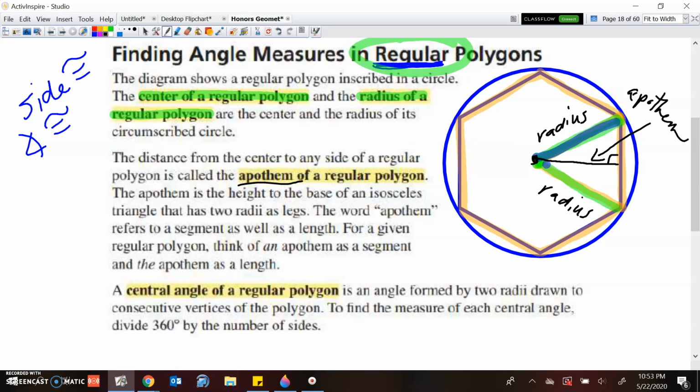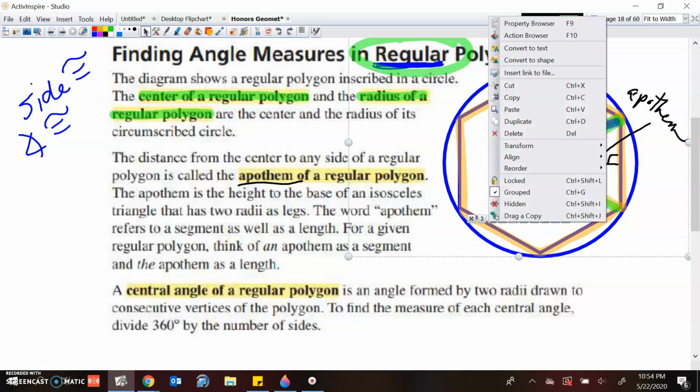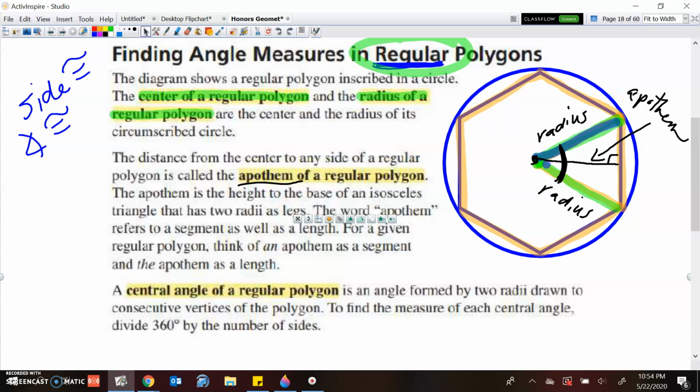The last thing it says here talks a little bit about how you can use the term apothem, but a central angle of a regular polygon is an angle formed when two radii are drawn to consecutive vertices of the polygon. So this here is a central angle, just like we saw central angle with circles. If I got rid of that hexagon, I would just have a circle, in which case this angle that I'm writing in would be considered my central angle. Same thing, just central angle of a regular polygon.